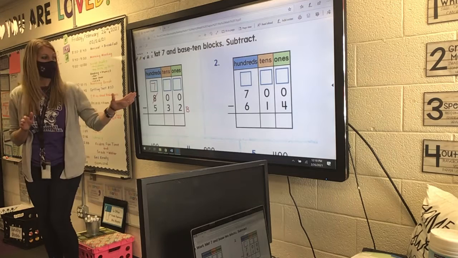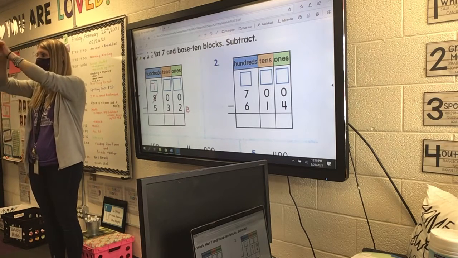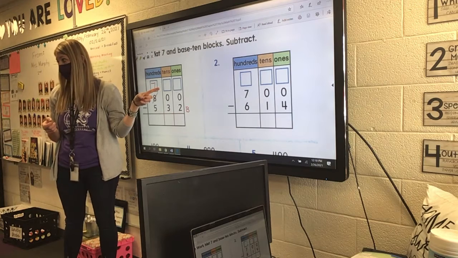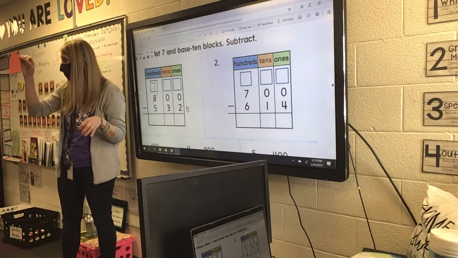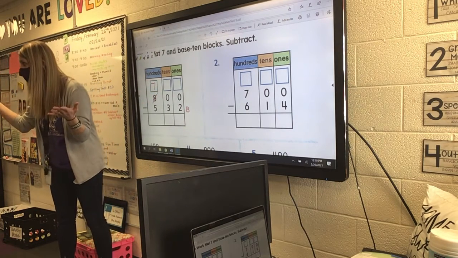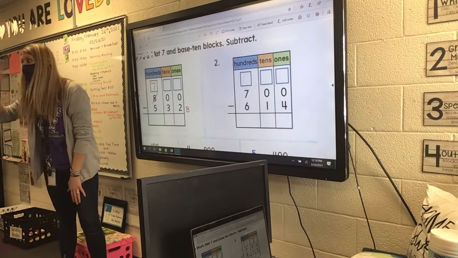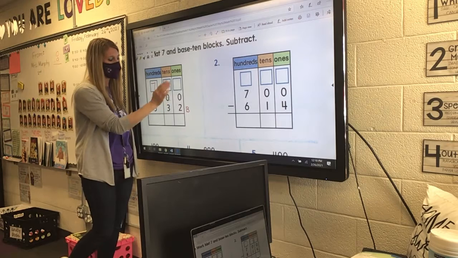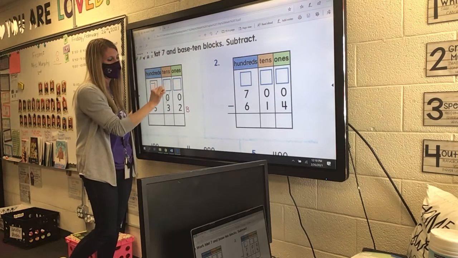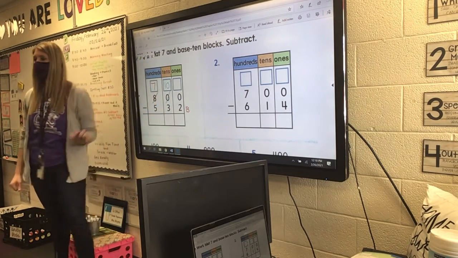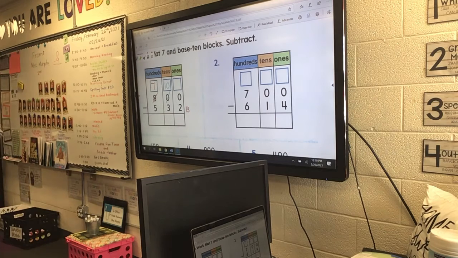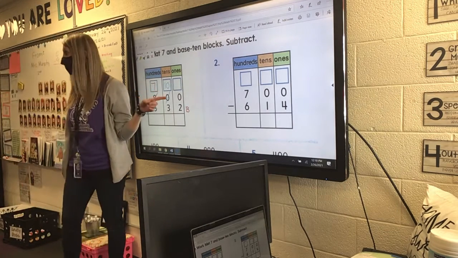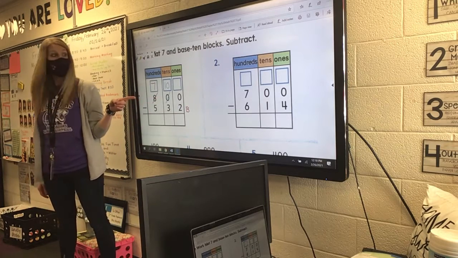Now I'm going to take that 100 and break it into 10 sticks and put it over here. So now instead of 0 sticks, I have how many? 10. Thank you, John. 10 sticks. So cross off the 0 and put a 10. Now, guys, I have 10. Can I borrow? Yes.